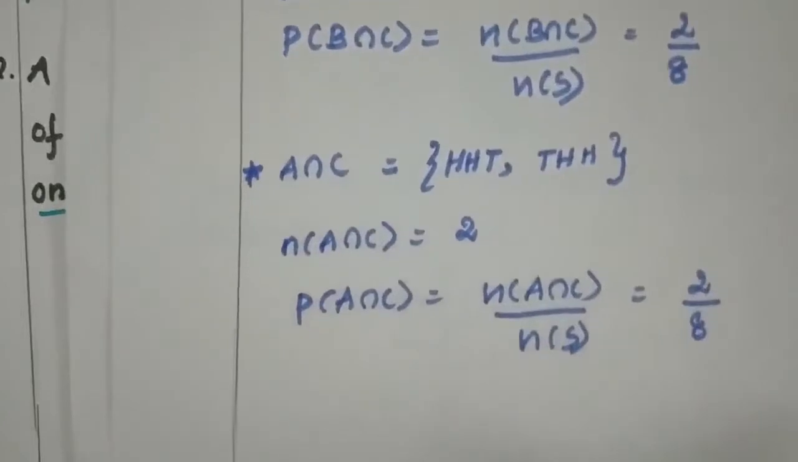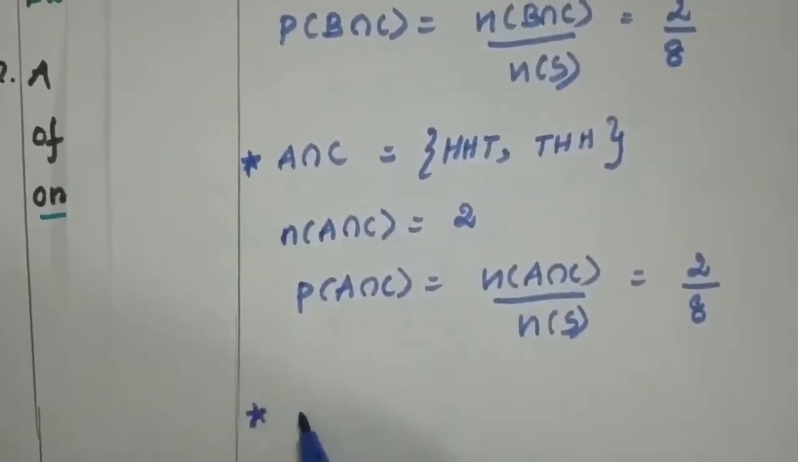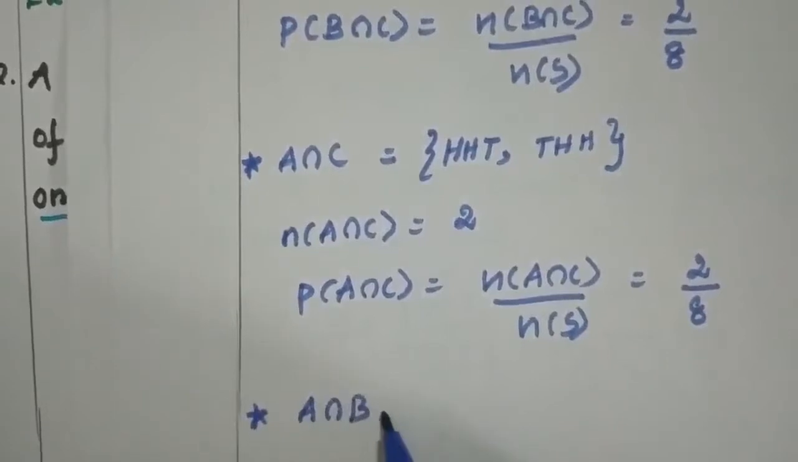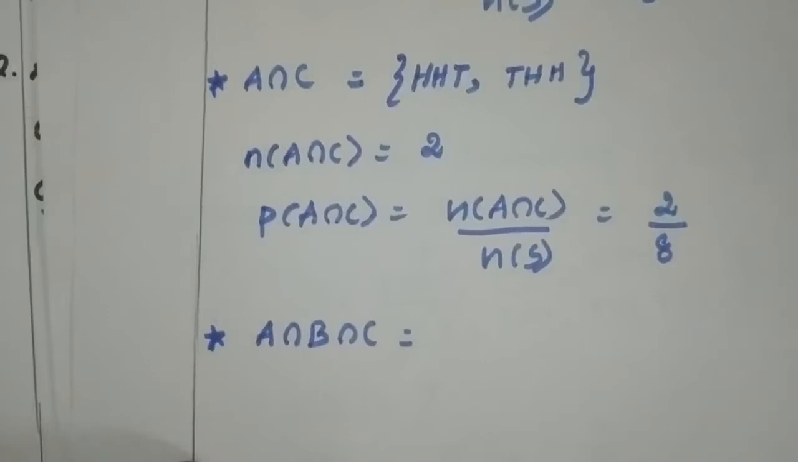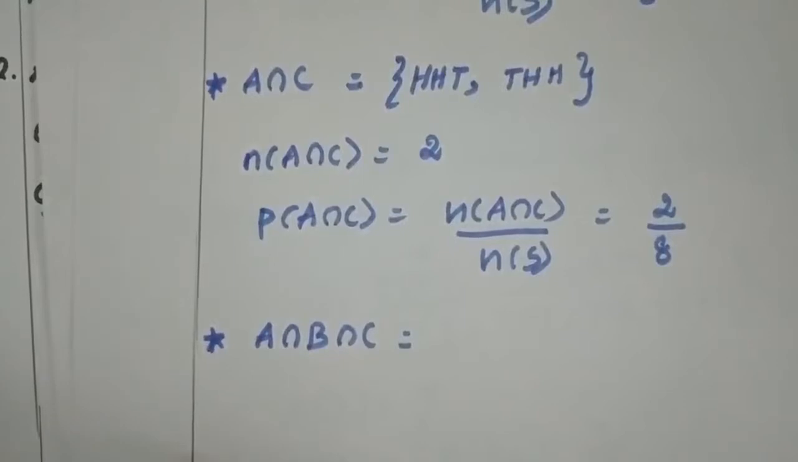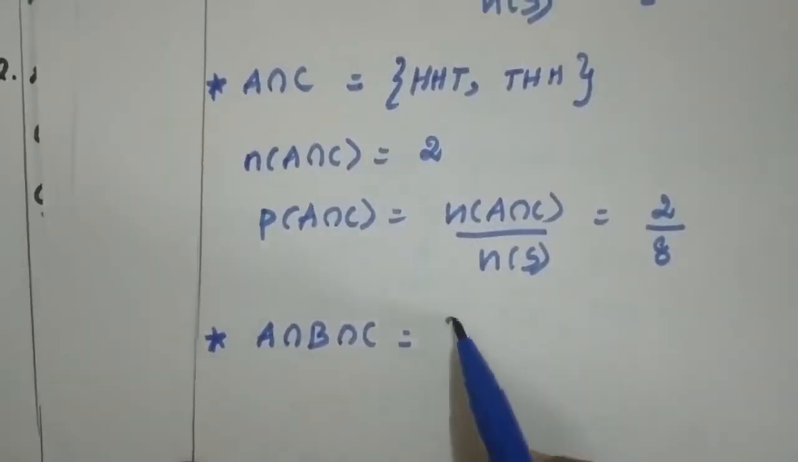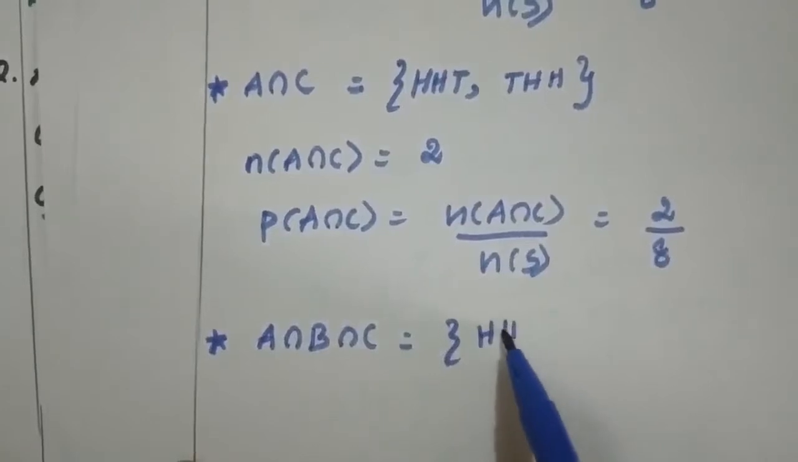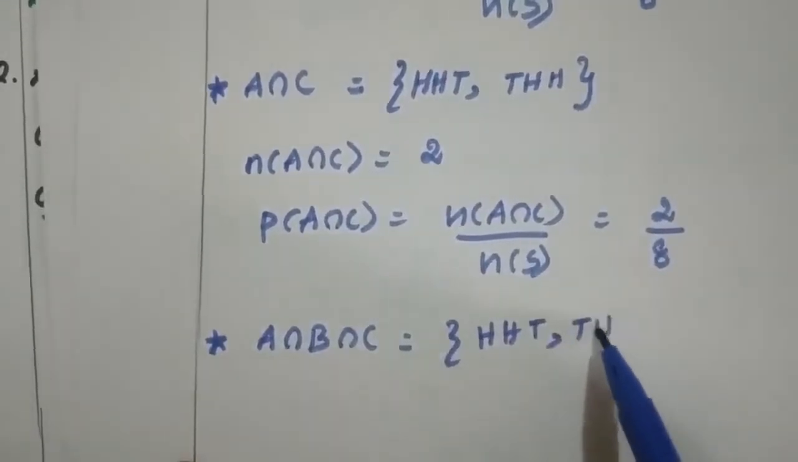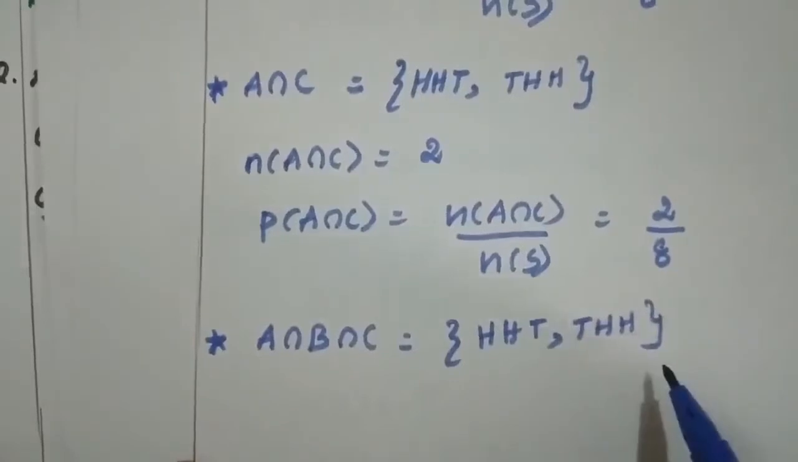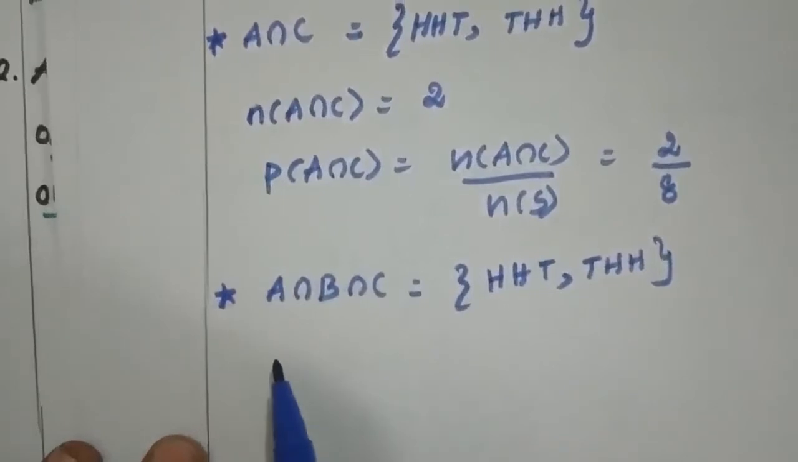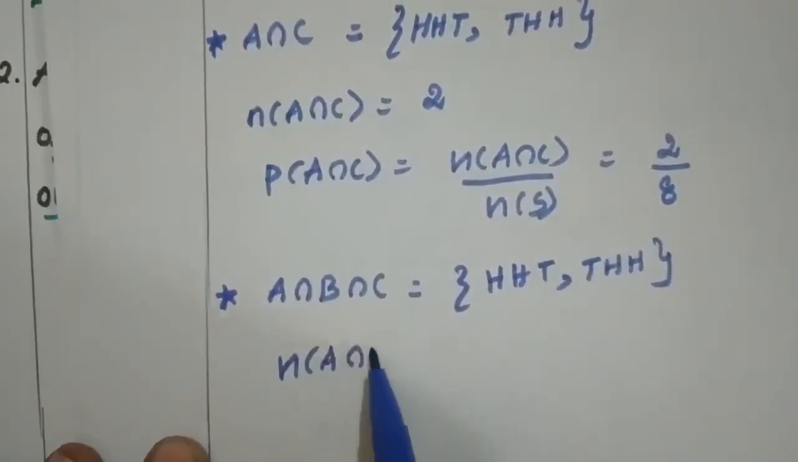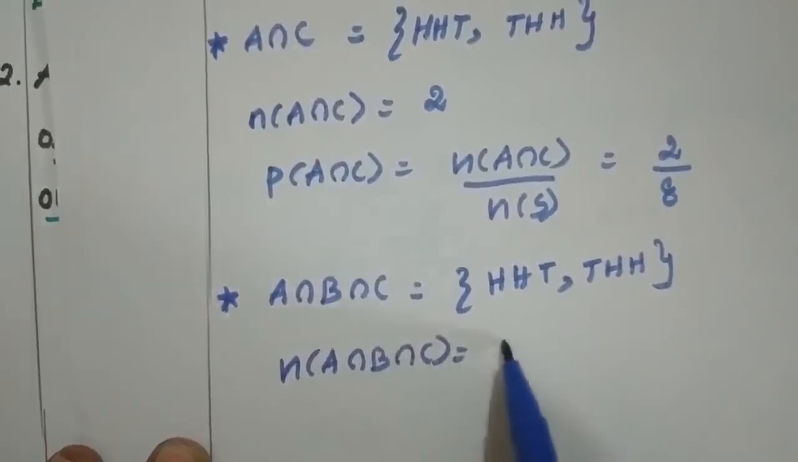So what's the last step? Now we have to find the sample points that are common between A, B and C. What are the sample points that are common between A and B and C? Yes, the sample points head, head, tail and tail, head, head. So these are the 2 sample points that are common between A, B and C. So from this, N of A intersection B intersection C is equal to 2 sample points.